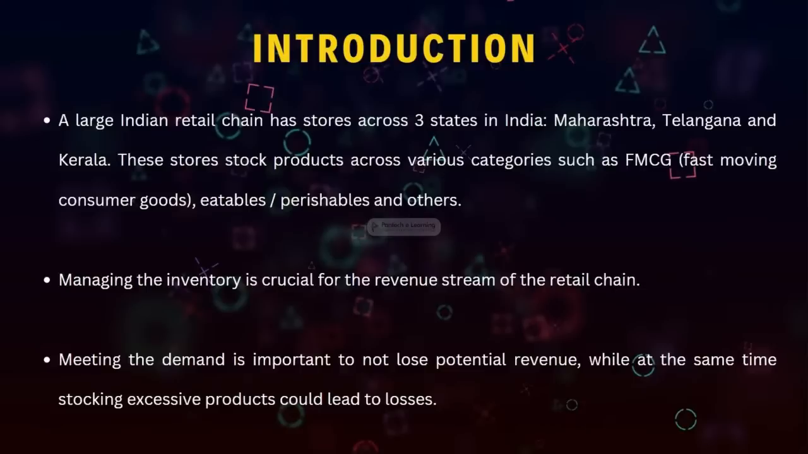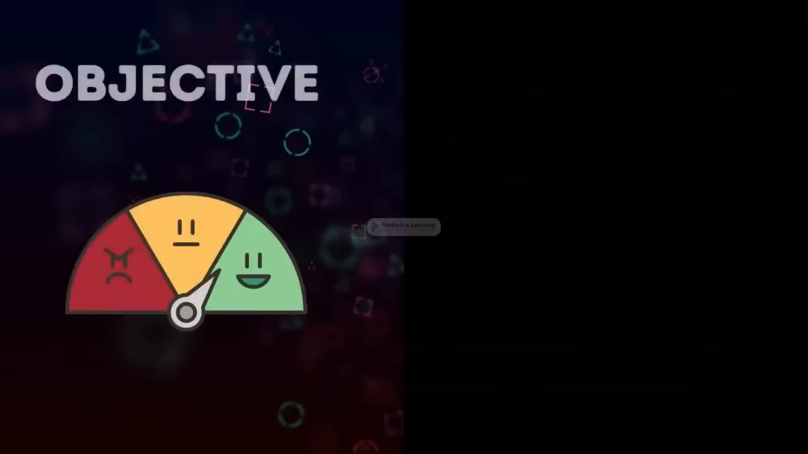Why we are implementing this is that managing the inventory is crucial for the revenue stream of the retail chain. For example, if they can predict that next month this much sale can happen, they could be prepared for it. Meeting the demand is an important task to avoid losing potential revenue, while at the same time stocking excessive products could also lead to loss. So they need to balance between these two, and this prediction of the sale will help them.